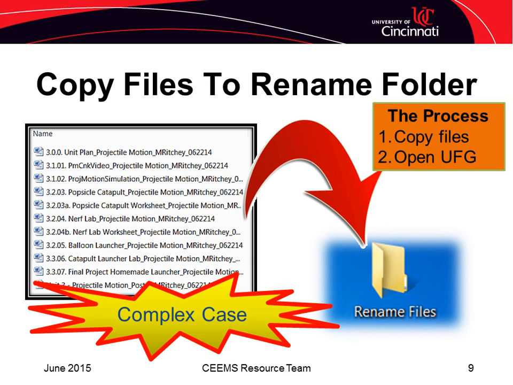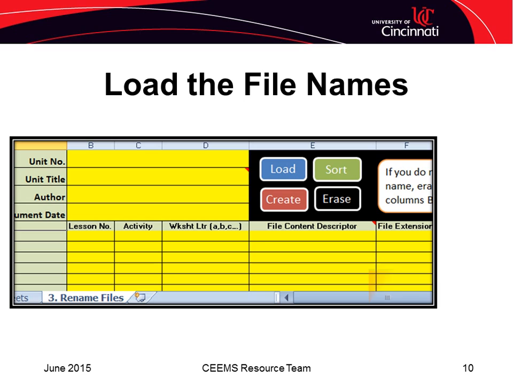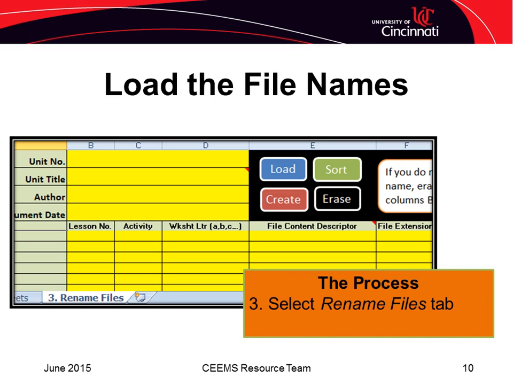When you copy your files to the Rename Files folder, include any file that is a valid file type such as Microsoft Office files, picture and video files, PDF files, and so on. Since you are only renaming the files, the unit file generator does not disturb the file content. If you haven't already done so, open the unit file generator located in the Templates 2015 folder on your desktop. Once you've copied the files you would like to retitle to the Rename Files folder, click on the Rename Files tab in the Unit File Generator. Then click the Load button. This will insert the file names of each of the files in the Rename Files folder onto the worksheet.